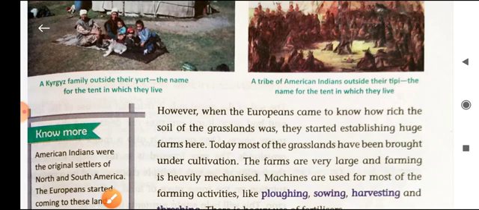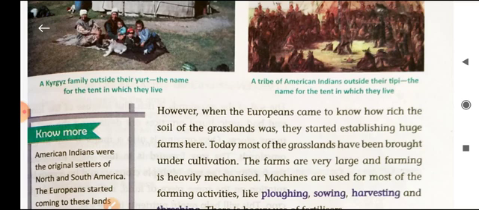However, when Europeans came to know of the rich soil of the grassland, they started to establish farms here. This region was no man's land, but when European companies came here, they started to settle and establish large farms in this region.